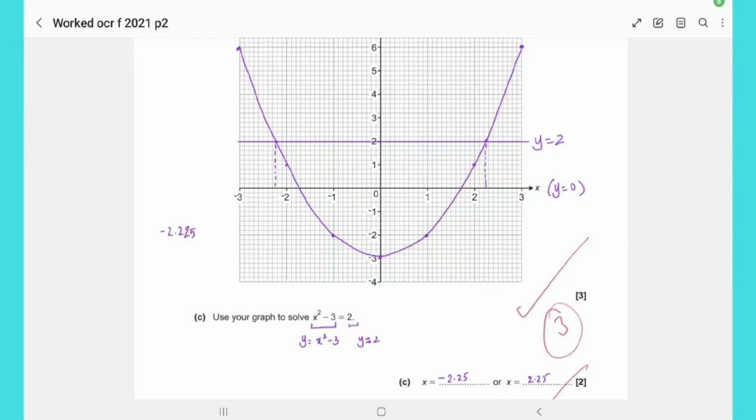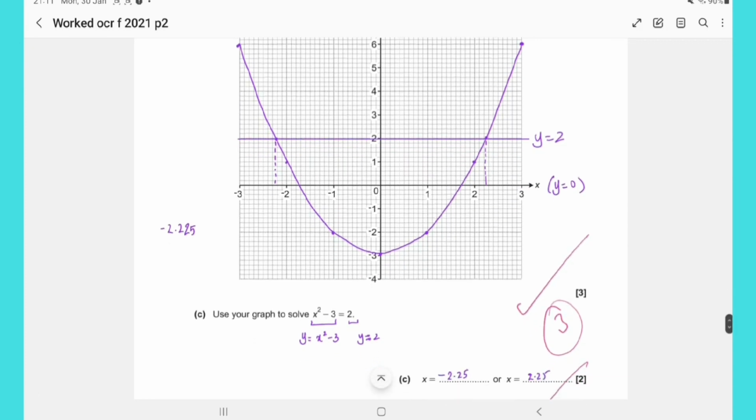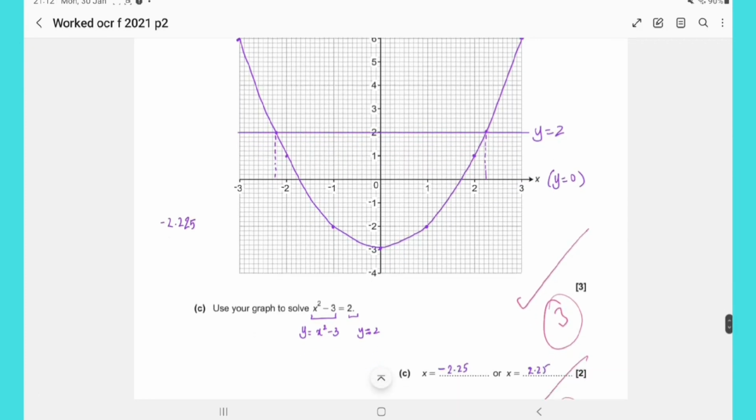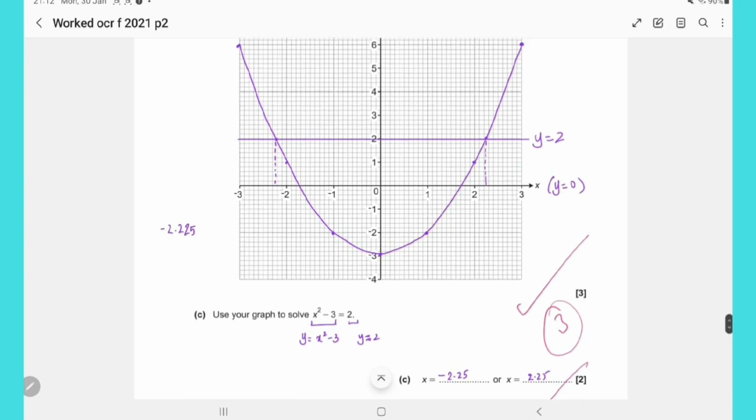Next question says, use your graph to solve x squared minus 3 is equal to 2. So if you look over here, we have this quadratic curve, y is equal to x squared minus 3. And then on the other side, we have y is equal to 2. So I need to take my graph of y is equal to 2. And where they meet, this is where they will be equal.